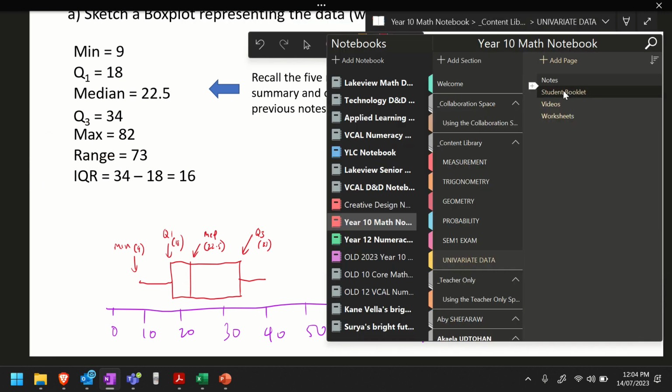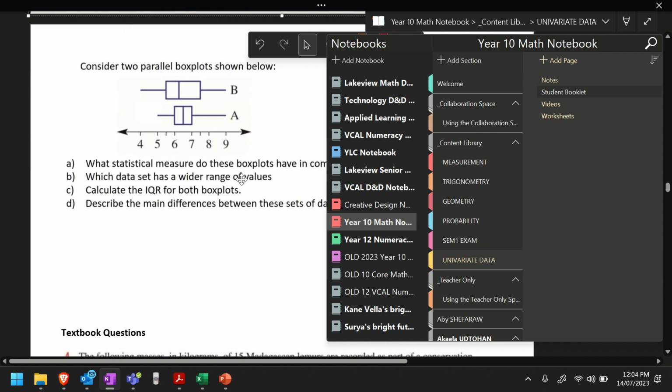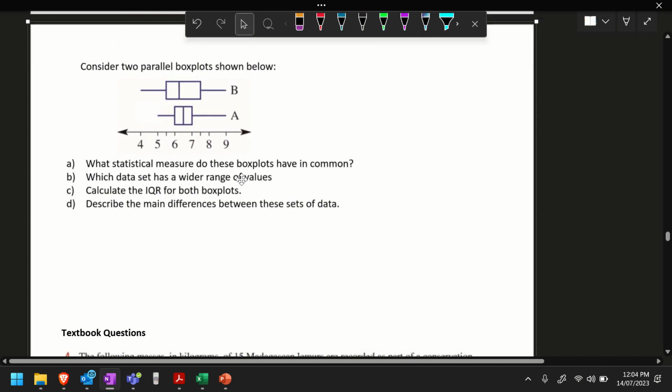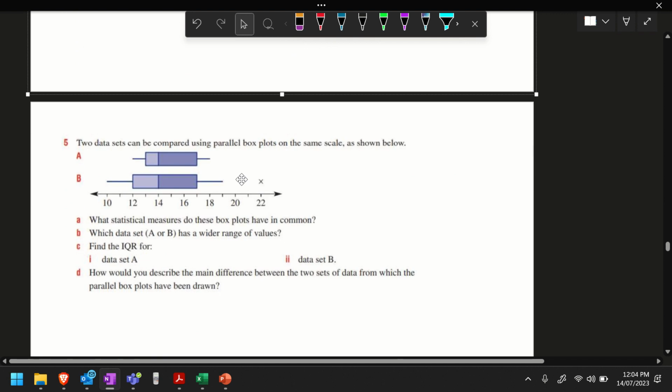I think that's it. I think it's now textbook questions. We'll leave this parallel one for next time, but for now, just do those questions.